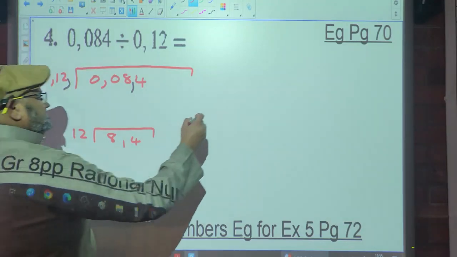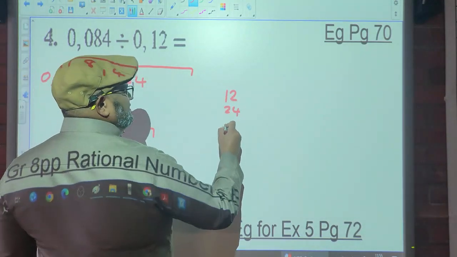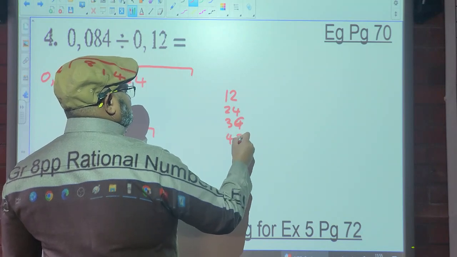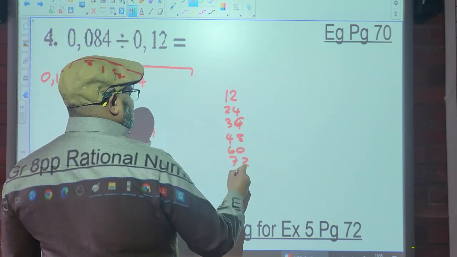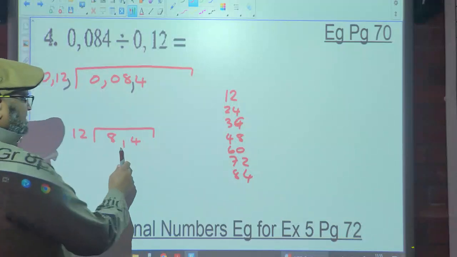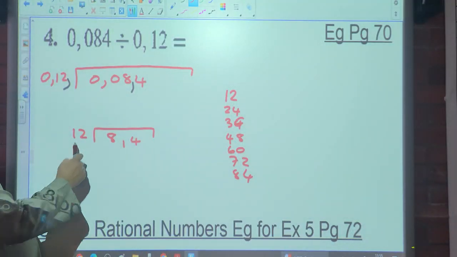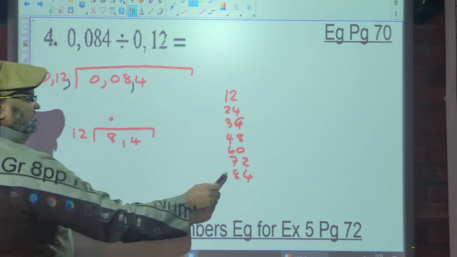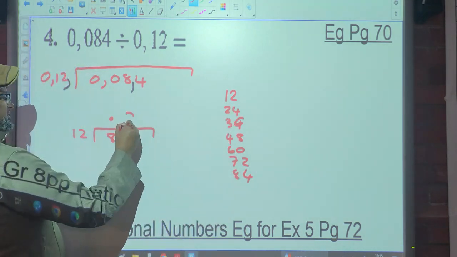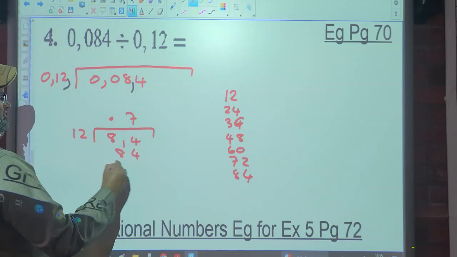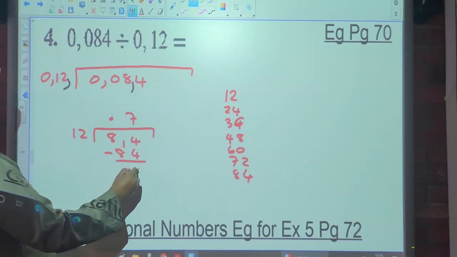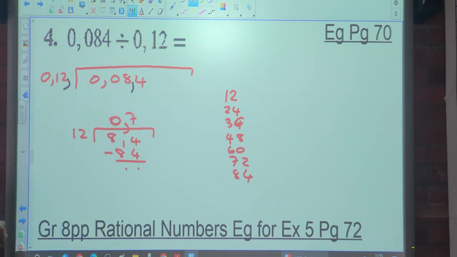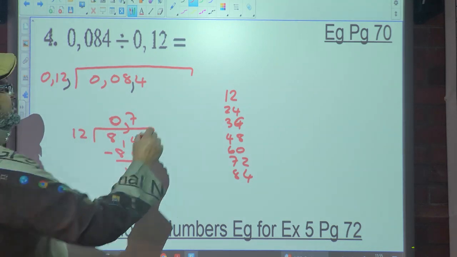So let's go into multiples of 12. So it's 12, 24, 36, 48, 60, 72, 84 is actually one of the multiples. As you can see, 12 can't go into 8. So the number is now 84. 12 going into 84, 7 times. 7 times 12 is 84. Subtract to get 0. But in line goes the comma, so this must be replaced with a 0. So the answer is 0,7.